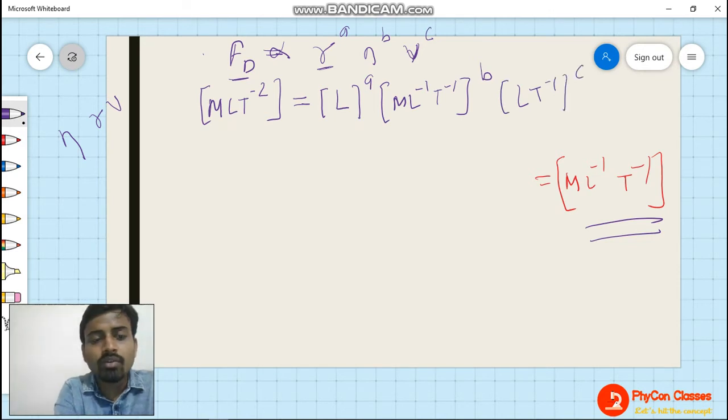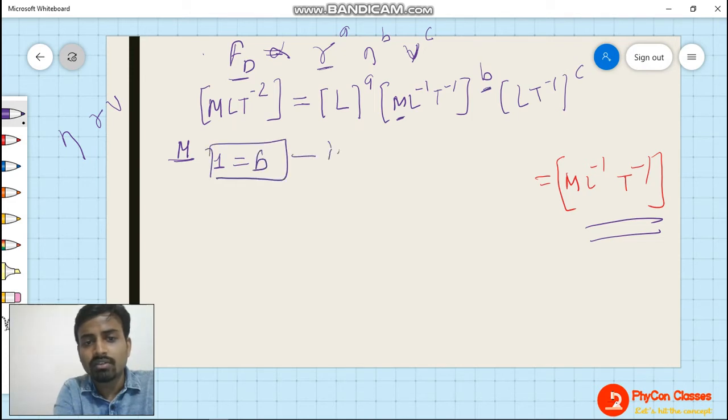Now what we have to do? We have to equate the power of M, L and T on both the sides. So the M power on the left hand side is 1, and that will be equal to the power on the right hand side. The power on the right hand side is M to the power of B. So B is equal to 1, that is our equation number 1.